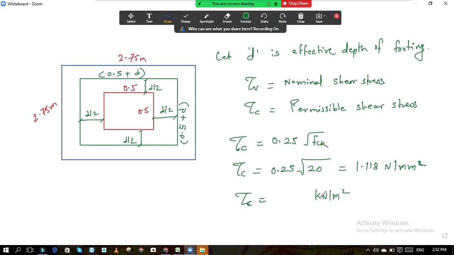Why do I want to convert this into kilonewton per meter square? Because all my dimensions are in meter, and the safe bearing capacity is also given in kilonewton per meter square. So I want to keep all the units the same. Either you convert those quantities into Newton and mm, or you convert this permissible shear stress to kilonewton per meter square. Instead of converting all the values, converting one value is suitable for us. So convert this 1.118 Newton per mm square to kilonewton per meter square, and let me know the value.